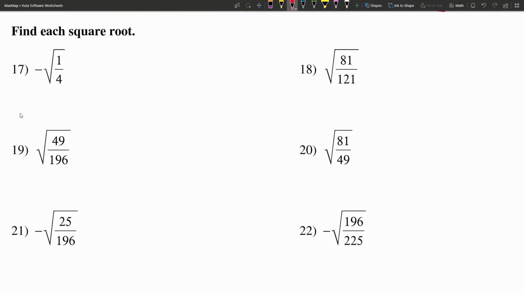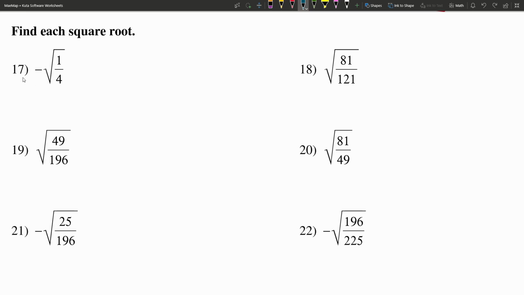The last set of directions for this page are to find each square root. And there's not going to be any rounding, so all of these will indeed work out. The only thing that's a little different is that we're dealing with fractions. But when you have division within a square root, you can rewrite it as taking the square root of the numerator over the square root of the denominator.